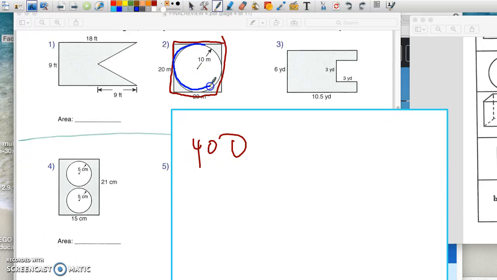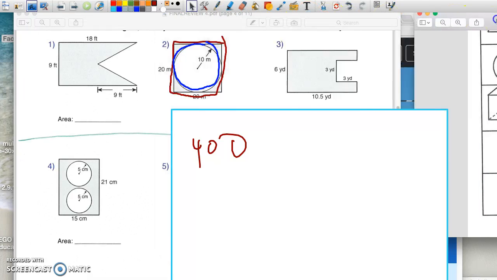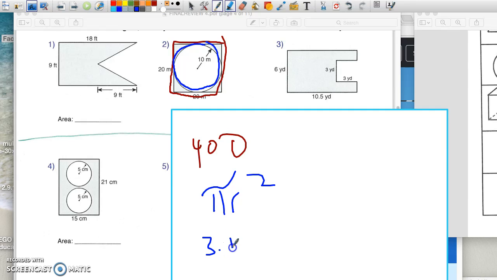Okay? And then the circle. Let's figure out the area of the circle. Alright, how do I figure out area of a circle again? Oh yeah, right. Pi r squared. So that means I'm going to do pi r squared. So that's 3.14 times the radius. Radius is 10, but square that 10. So 10 times 10, 100. Multiply these together, you're going to get 314.